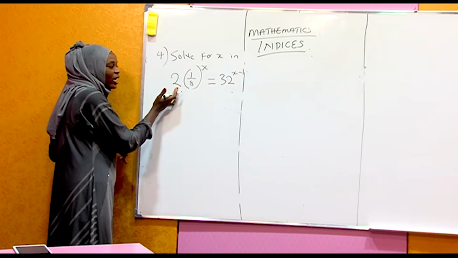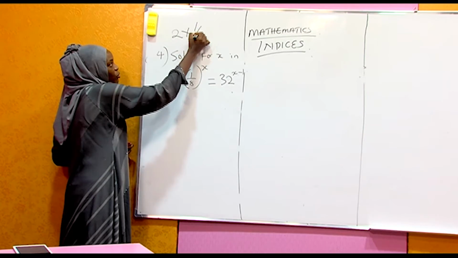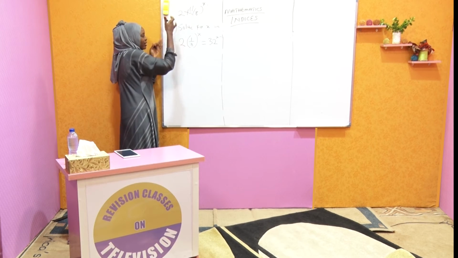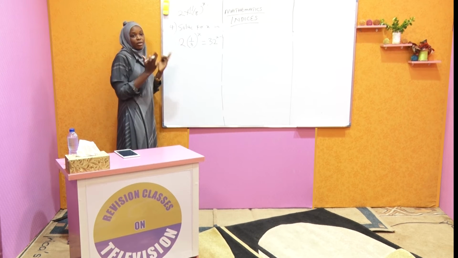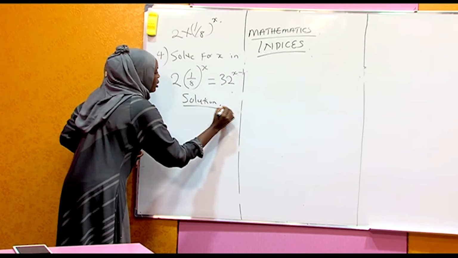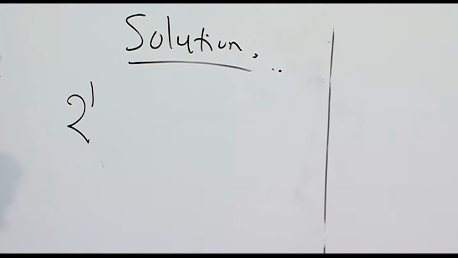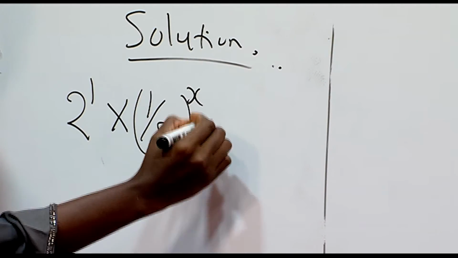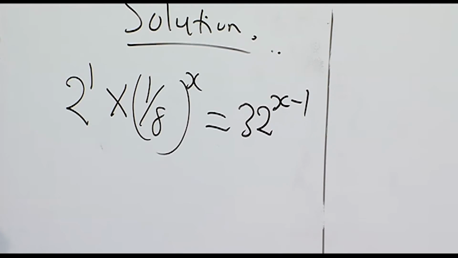So the first thing is you can decide to separate them. If we have 2 times 1 over 8, all raised to the power of x, and you simplify this, it gives this. So there's no crime in separating them so as to simplify further. So do the solution now. Separating, I have 2 raised to the power of 1, which is still 2, times 1 over 8 raised to the power of x, equals 32 raised to the power of x minus 1.